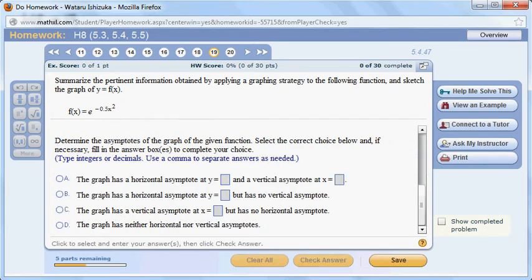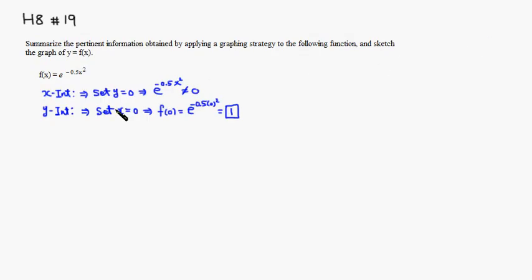Continue. Then we want to find the asymptotes of the graph, so we are looking for the horizontal asymptote and the vertical asymptote. Since e to the negative 0.5 x squared is an exponential function that never blows up, we know that there are no vertical asymptotes.